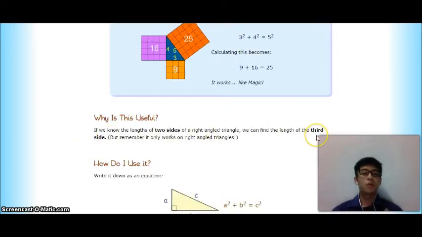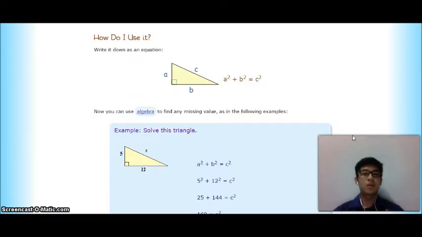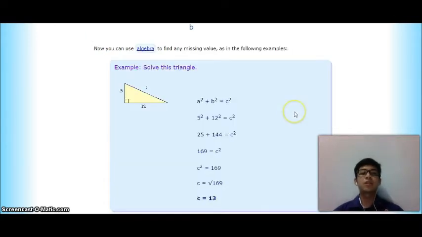Now we will proceed to the application, or how we use this equation. As you can see, the equation is pretty simple. It is a squared plus b squared equals c squared. You can label the sides of the triangle a, b, or c on your own, and then use algebra to find any missing value. Now let's look at the first example.